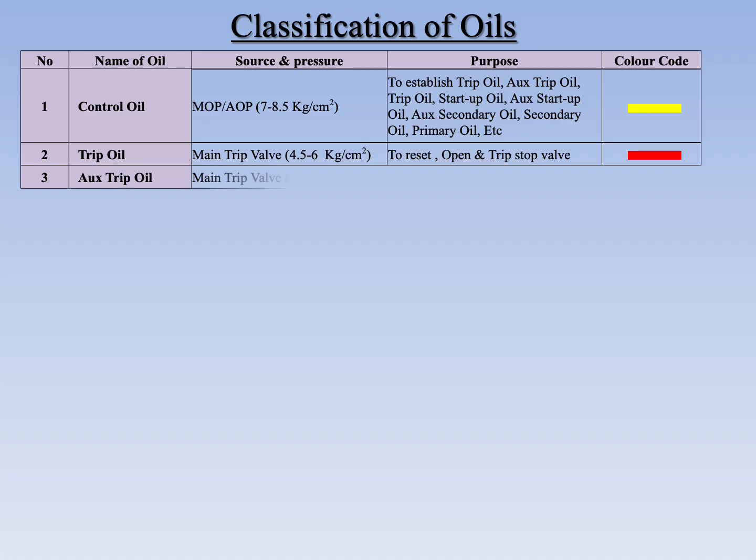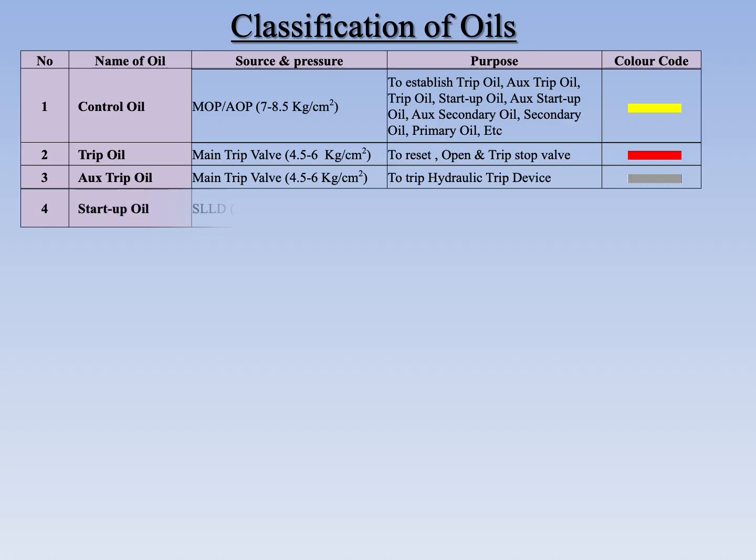3. Auxiliary trip oil. Source is main trip valve, MTV. Pressure is 4.5 to 6 kg/cm2. Purpose is to trip the hydraulic trip device. Color code is striped red.